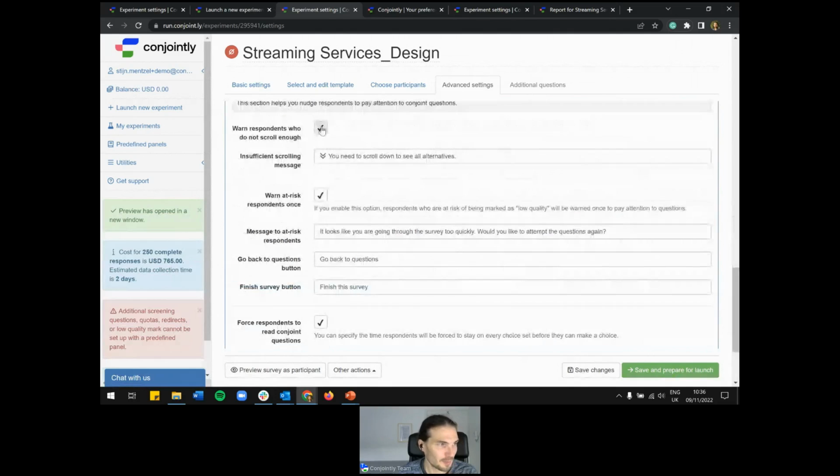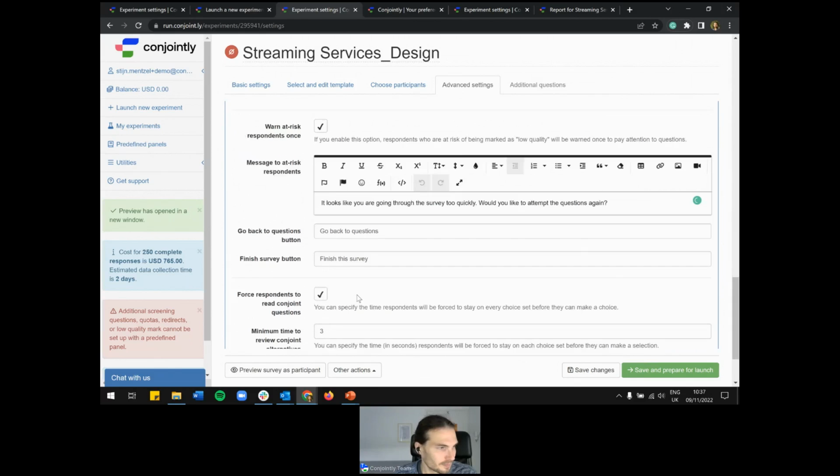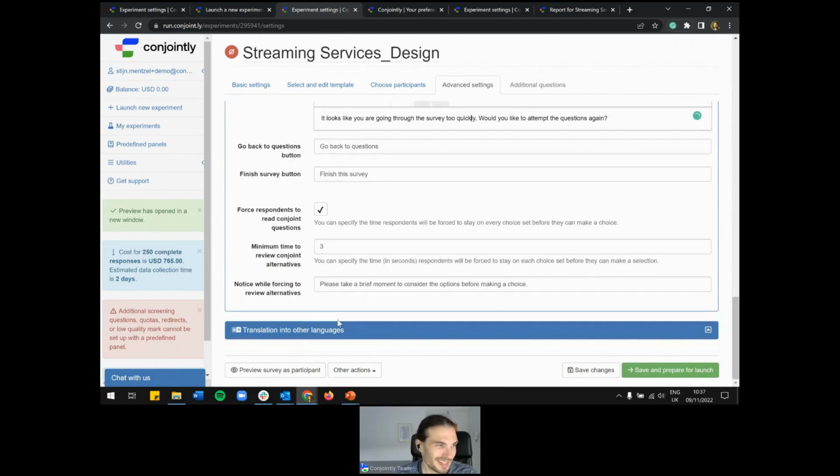Then here, if people don't scroll, so basically what happens is our system can pick up if it's shown on the entire screen or if it's not on the entire screen. And if people then don't scroll, they'll get a warning. And if they're going too fast, they get a warning saying, it looks like you're going too quickly. You can also translate. I didn't do that this time, but you can.